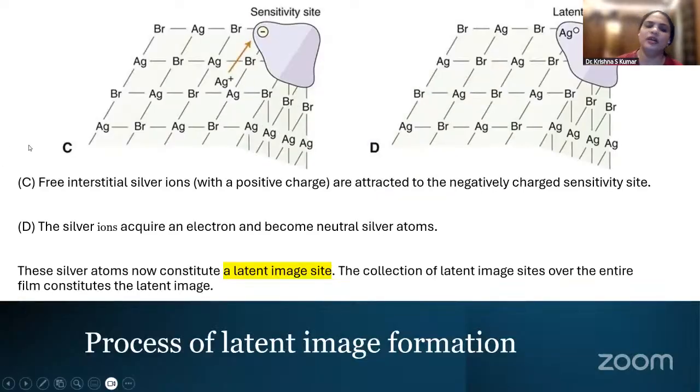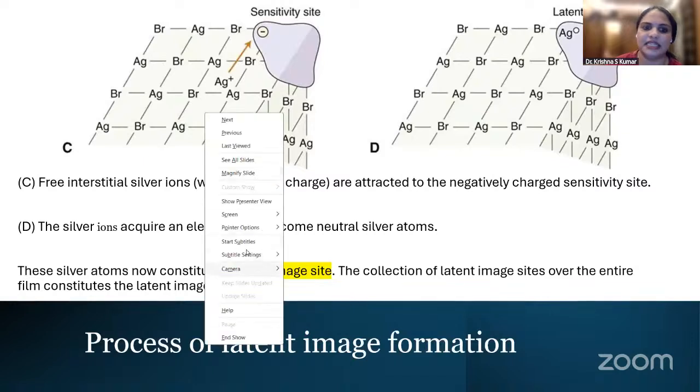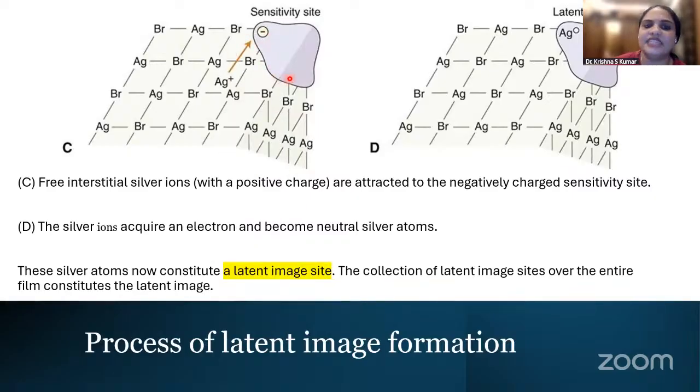As I told earlier, a silver ion is also present within the sensitivity site. So the silver ion will be attracted to this negatively charged sensitivity site, and that will also be trapped, and it will become a neutral silver atom. Now, this is the latent image site, and such several latent image sites will be formed over the entire film, which constitutes the latent image.